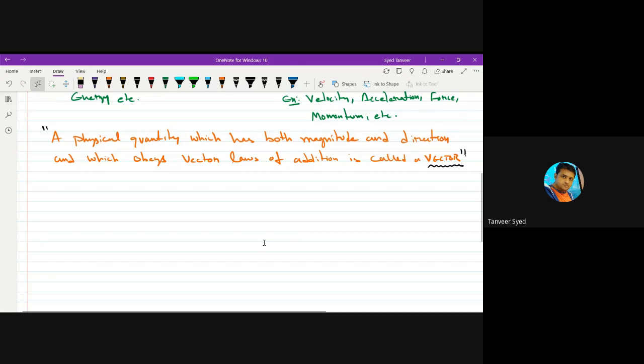Okay, right. Now, how do we represent a vector? How do we represent a vector? Vectors have some special characteristic. What is it? Direction. Along with value, they have direction also. So we follow a special type of representation to show these vectors in writing or in printing. A representation of a vector.